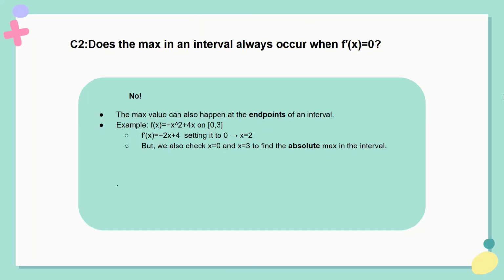My second question is, does the maximum in an interval always occur when f prime of x is equal to 0? So my answer to this is no. The max value can also happen at endpoints of an interval. For example, f of x is equal to negative x squared plus 4x on the interval 0 to 3. But f prime of x is equal to negative 2x plus 4, and setting it to 0 results in x being equal to 2. But we also check at x is equal to 0 and x is equal to 3 to find the absolute max in the interval.